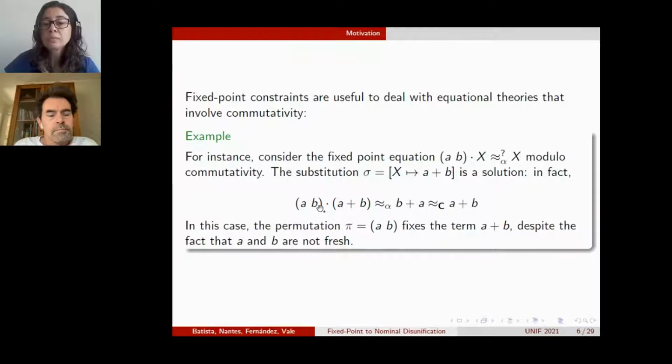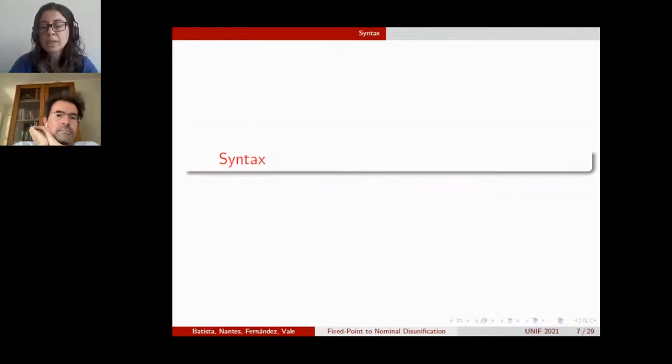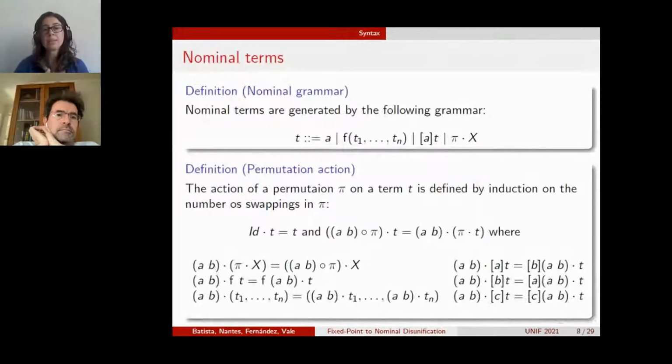So if you look, (A B) fixes A plus B modulo commutativity. The thing is, with freshness, we lose this. With the freshness approach, we don't get this solution. If you do (A B) fixes X using the standard approach with freshness, we are going to miss the solution X goes to A plus B. Because of that, I decided to change the approach of dealing with alpha equivalence in order to capture solutions like this. But how is the syntax?